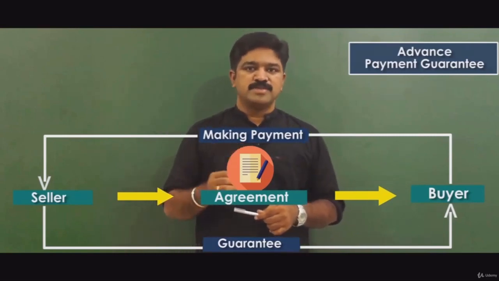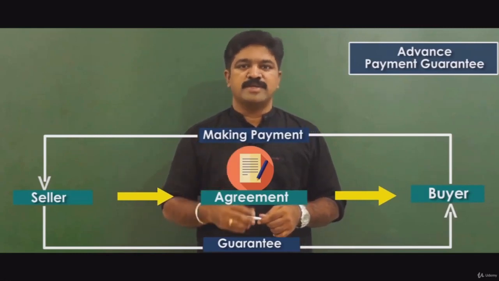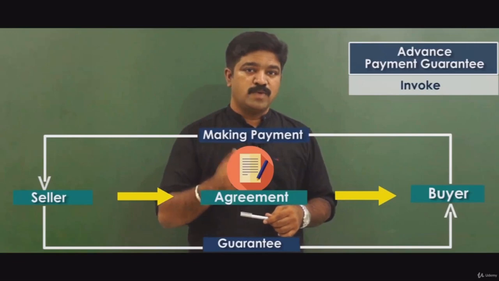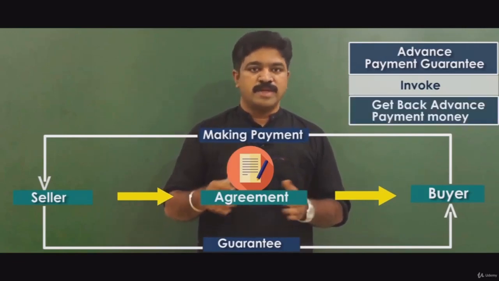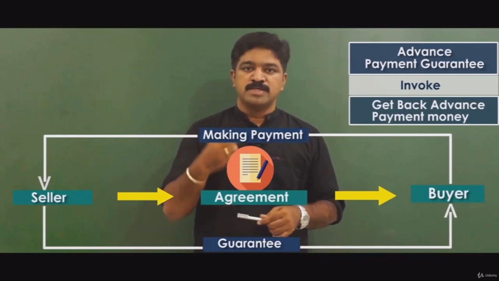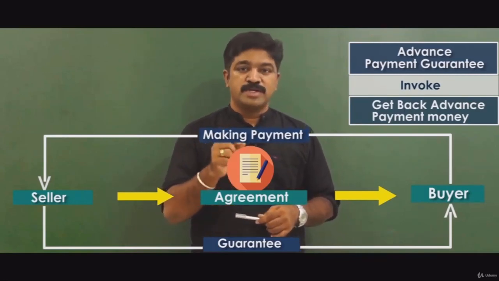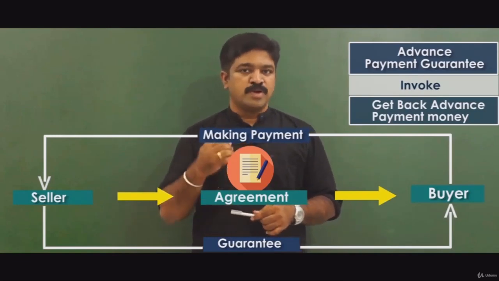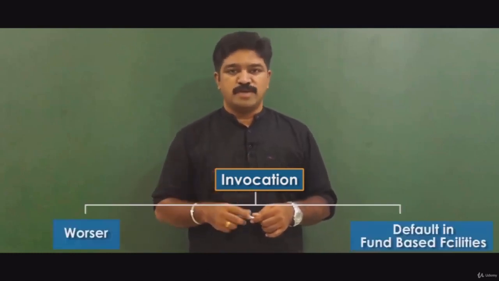If the seller is not going to deliver the product or render the service after collecting the advance, then the buyer can invoke that advance payment guarantee and get back the advance money, whatever he paid, from the bank. So whenever an advance payment guarantee is issued, it is very important that it is tracked very correctly, because if invocation arises, its consequence will be worse than default in fund-based facilities.